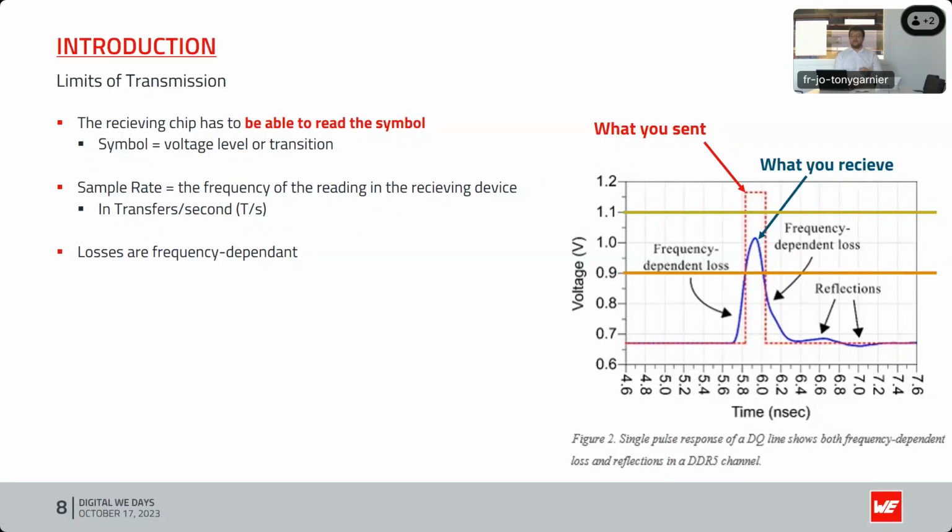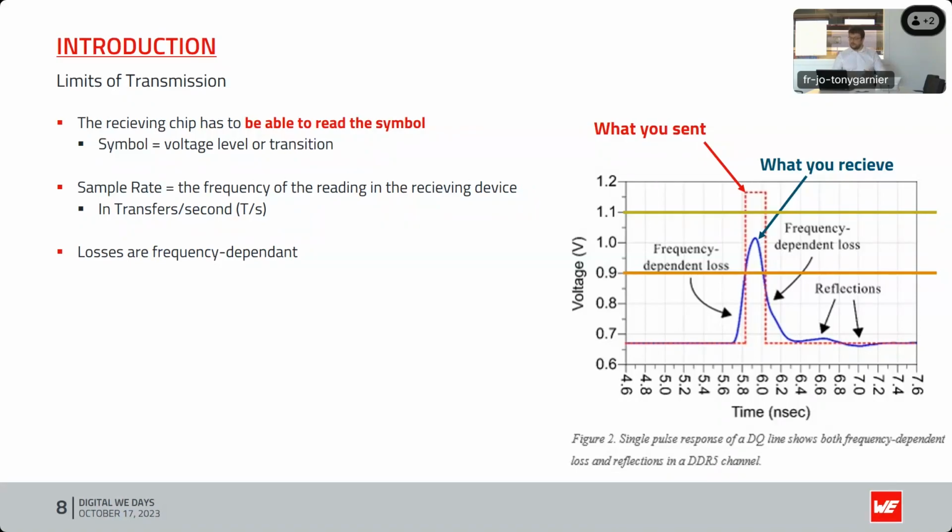And what's important is the sample rate. It will be the reading frequency of the receiving device. We design it in transfers per second, so the number of symbols you can send over 1 second. And since we are dealing with something related to time, we can also transform this into frequency.